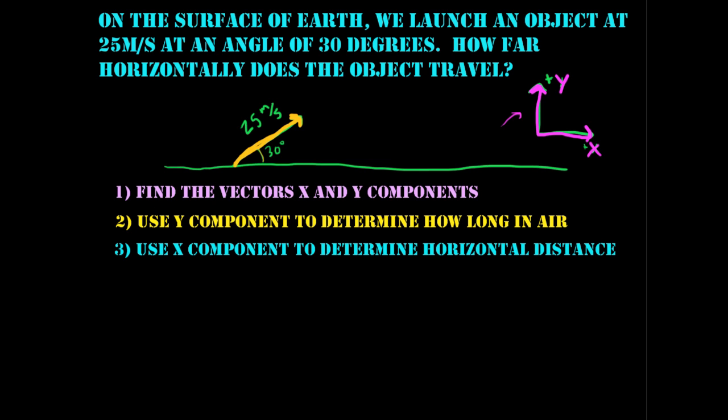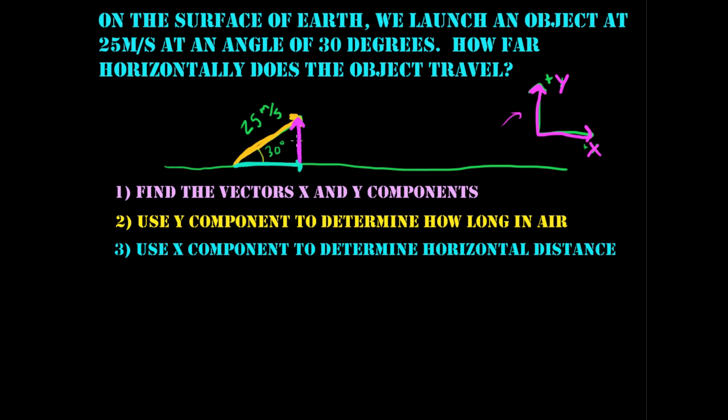So the first thing we're going to do is, we have this vector, but it's in terms of its magnitude and its angle. We don't like that. We want it in terms of x and y components. So the x component will be here, and the y component will be here. Now for this y component, this is the opposite side to the angle, so we're going to be dealing with sine.